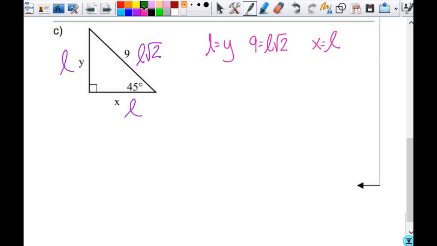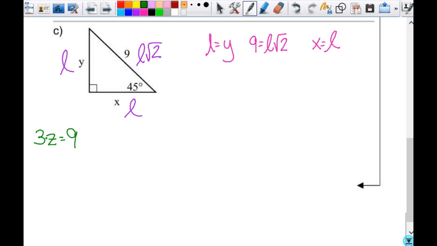Or do I square it? Square it? Why would I square it? Okay, so listen. My goal is to get L by itself, right? So if I have 3 times Z equals 9, what would I do to get Z by itself? Divide by 3. Why do I divide by 3? Because it's being multiplied. So you do the inverse, right? The inverse of multiplication is division, right?